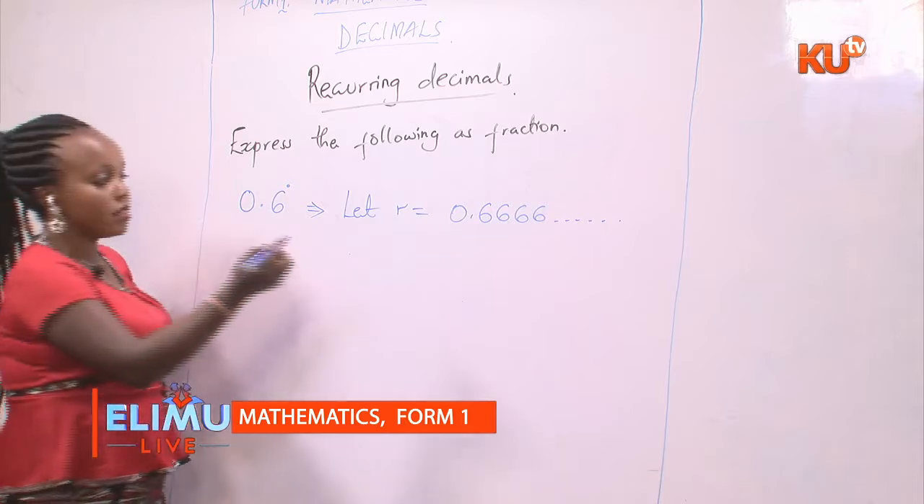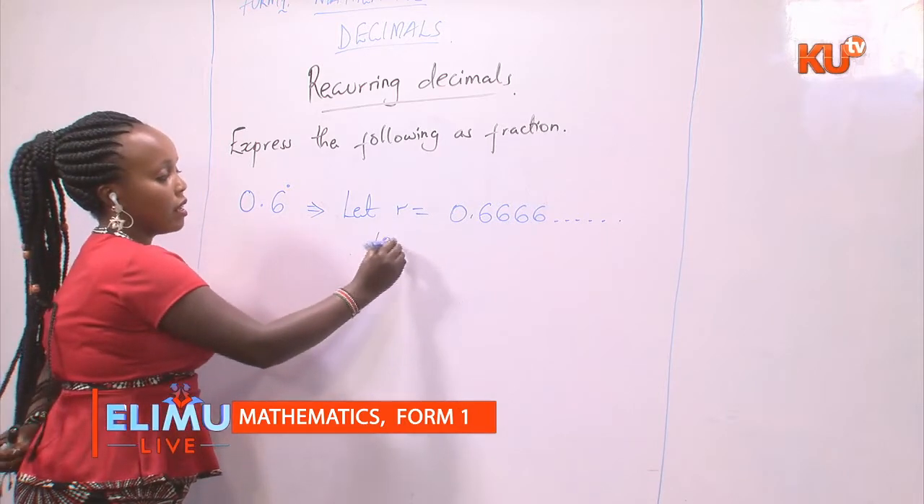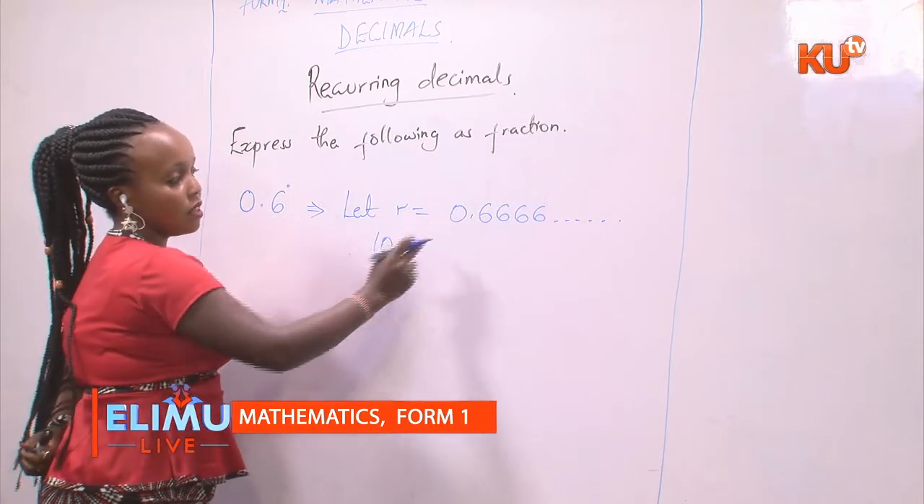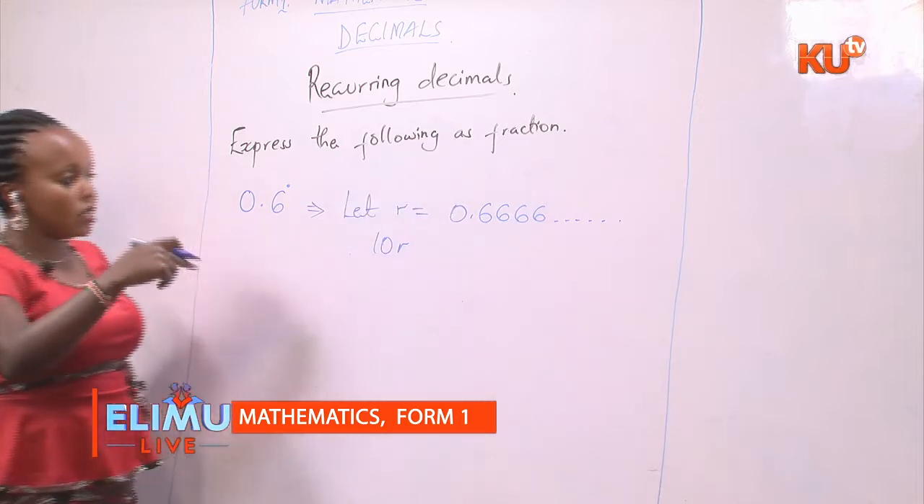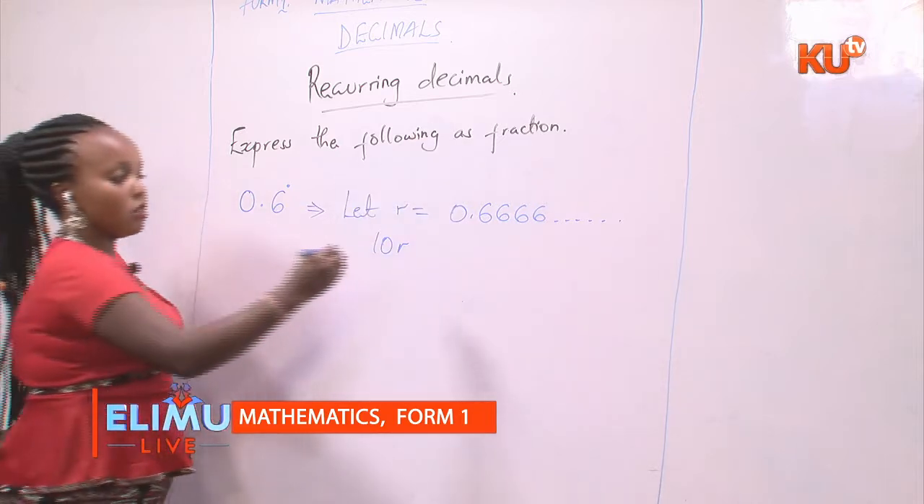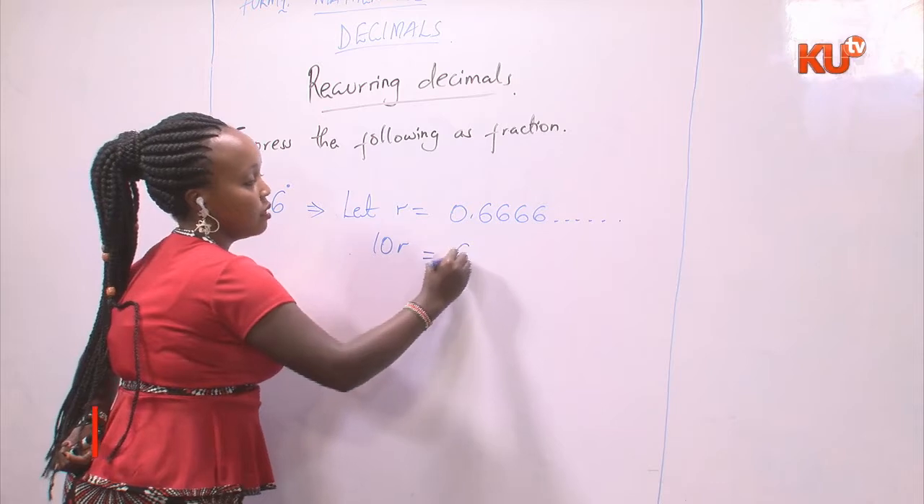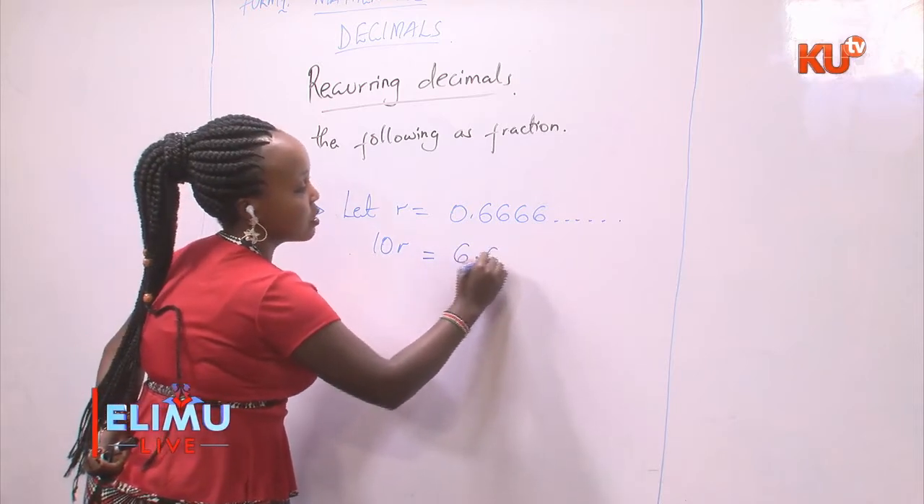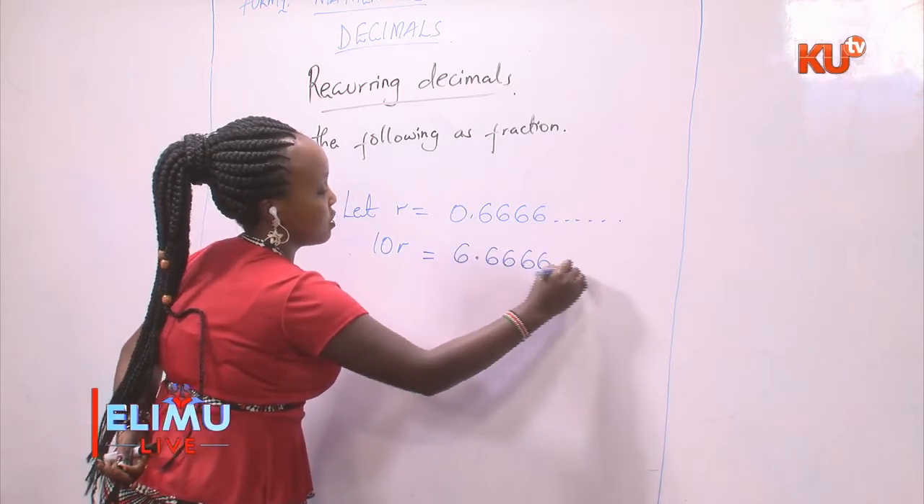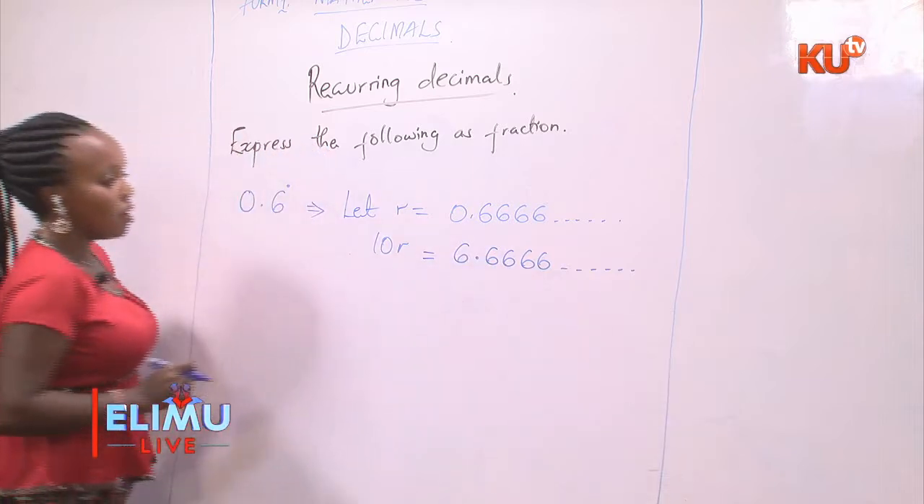For example, the next thing we're going to look at is 10R. If R is 0.6, our 10R will move the decimal one step forwards towards the right. So 10R will be given by 6.6666 continuously.